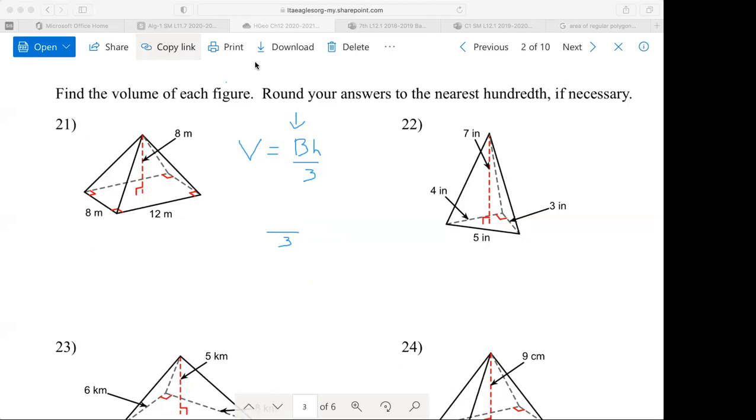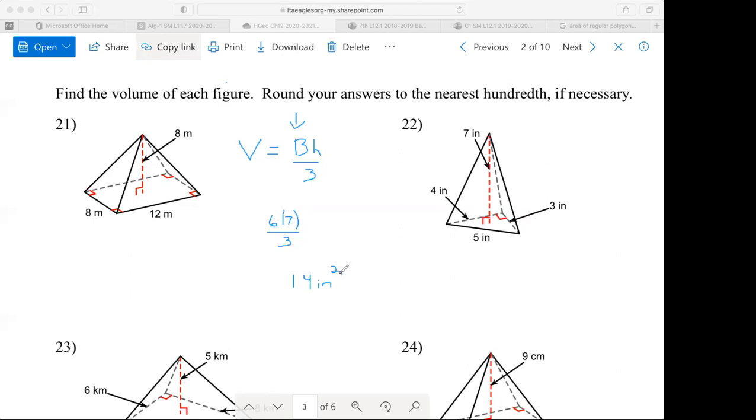Let's see, base times height divided by 2, 4 times 3, 12 divided by 2 is 6. So we get a base area of 6 and we get a height of 7. I can do that one in my head, right? 6 times 7 is 42. 3 goes into 42, 14 times? So I'm getting 14 cubic inches, I believe. Is that right?